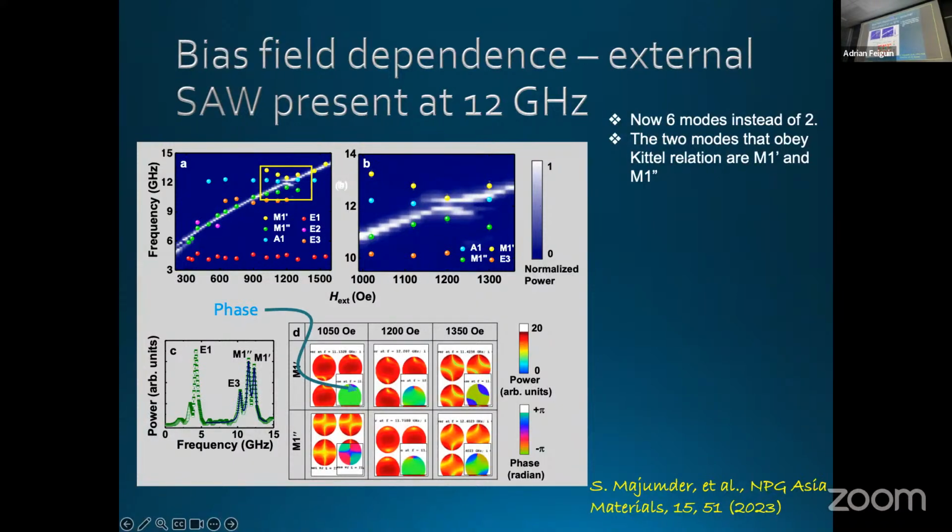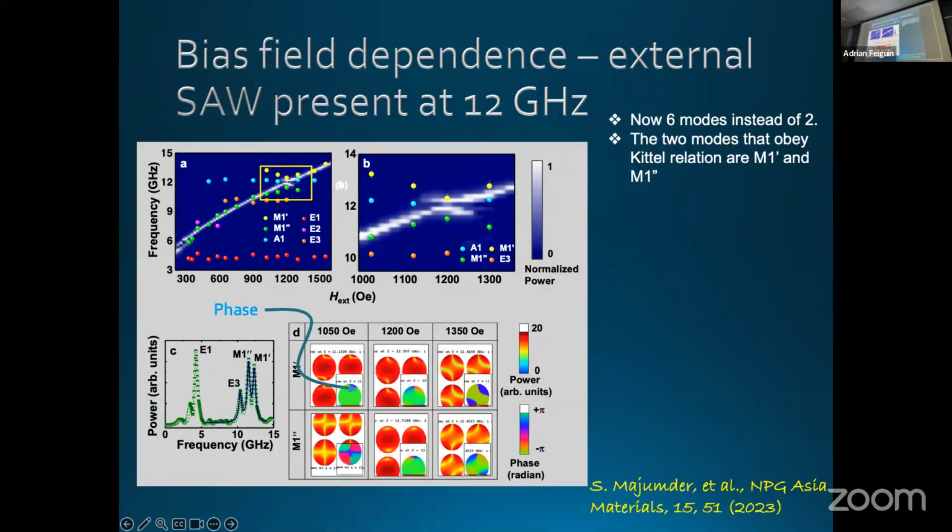This anti-crossing is a telltale sign of coupling. These two modes, M1 prime and M1 double prime, they're coupling at that particular magnetic field, 1200 oersteds. Strong coupling between them. That is why you have this anti-crossing. So you can actually look at the power and phase profiles at three different magnetic fields, including the magnetic field of 1200 oersteds, where this anti-crossing occurs, right?